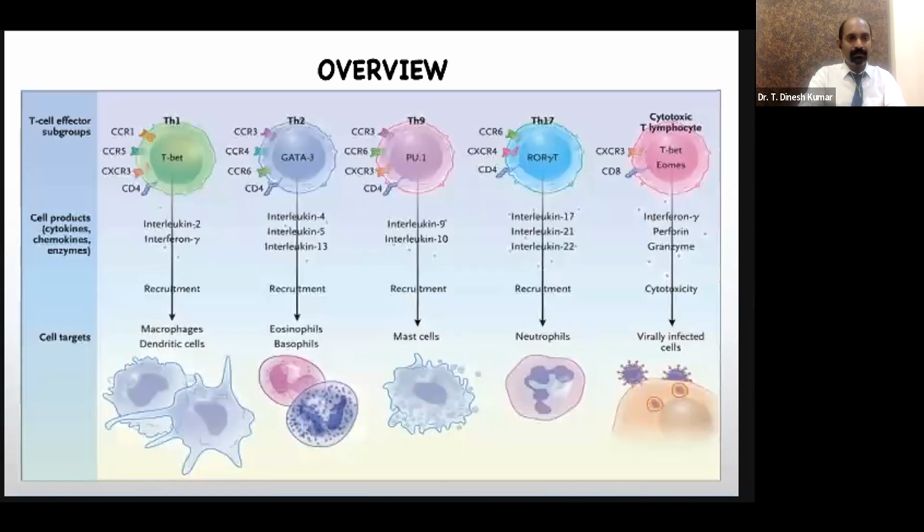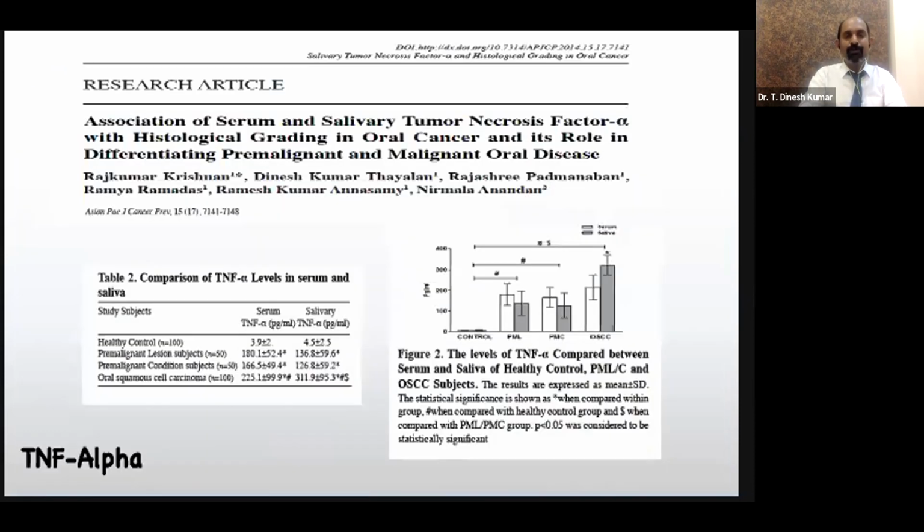Let me talk about a few cytokines which are actually put into use. I have taken up a few cytokines which we have actually worked on in our department, so I've just taken up those cytokines alone. The first one that I'm going to talk about is tumor necrosis factor alpha. So what exactly is this tumor necrosis factor alpha? Just a moment.